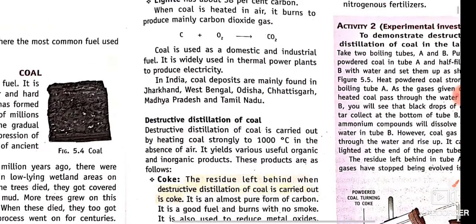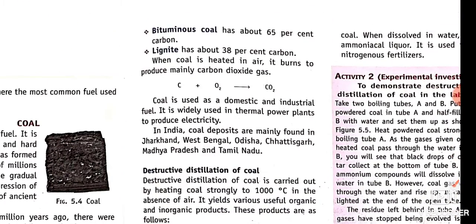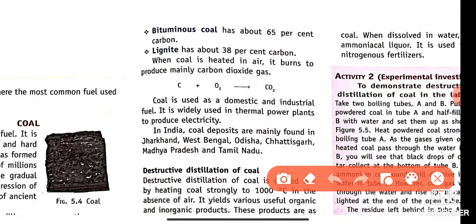Next is bituminous. Bituminous contains about 65% carbon, and it is the second best variety of coal. And the lower variety of coal is lignite, and it contains 38% carbon. So these are the three varieties of coal.